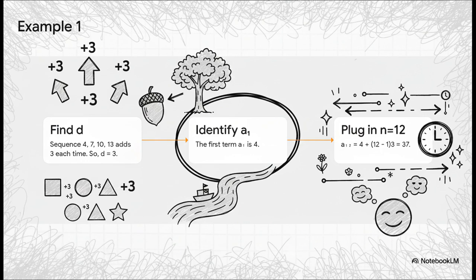Now, say we want to find the 12th term. This is where the magic happens. We just plug everything into our formula. The n becomes 12 because we want the 12th term. So we have 4 plus, in parentheses, 12 minus 1 times 3. We do the math inside the parentheses first. 12 minus 1 is 11. Then multiply that by 3 to get 33. Finally, add your starting 4, and boom, we get 37. We just found the 12th term without having to write out the whole list. How cool is that?